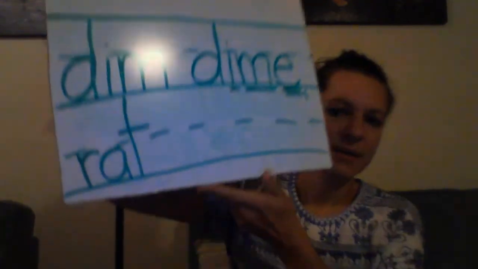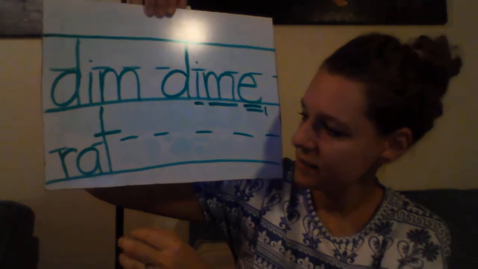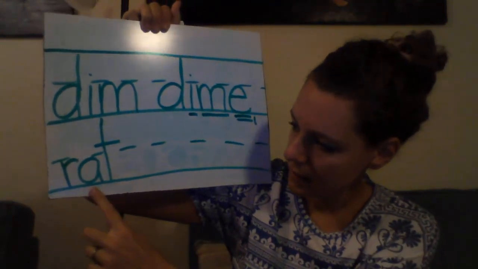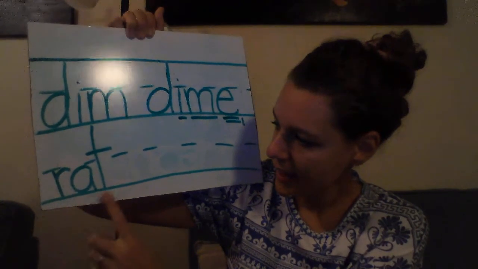All right, class, tell me what I need to write to spell rat. Good. R. Good. A. And finally, good. T. All right. So make sure your rat looks like mine. And let's read it. Great job. R-A-T. Rat.